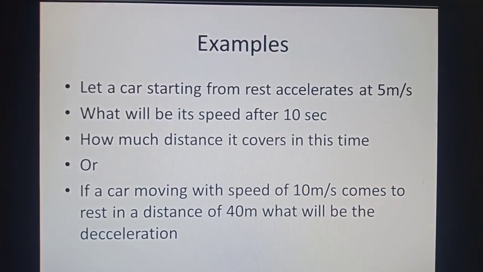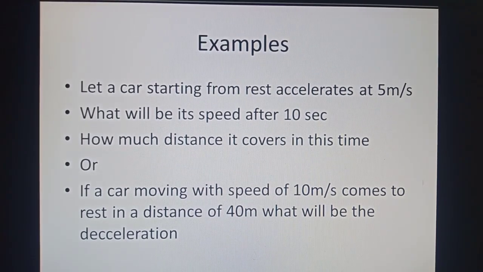Now, let us consider another example in which a car moving with a speed of 10 meters per second comes to rest. Look at this, comes to rest. Indirectly, here the final velocity is given, in a distance of 10 meters. As distance is given, what will be the deceleration? It means its speed is decreasing, and students of physics know that when speed or velocity decreases, that is known as deceleration. So, in this situation, we will apply the third equation of motion.